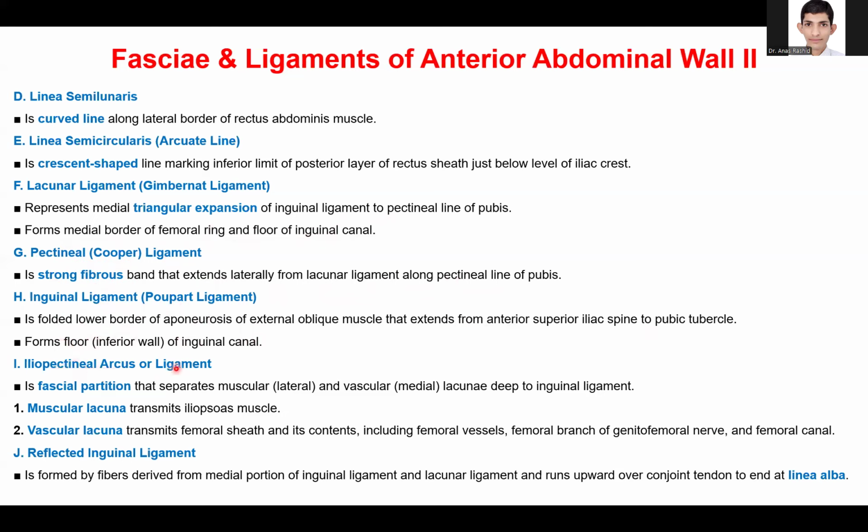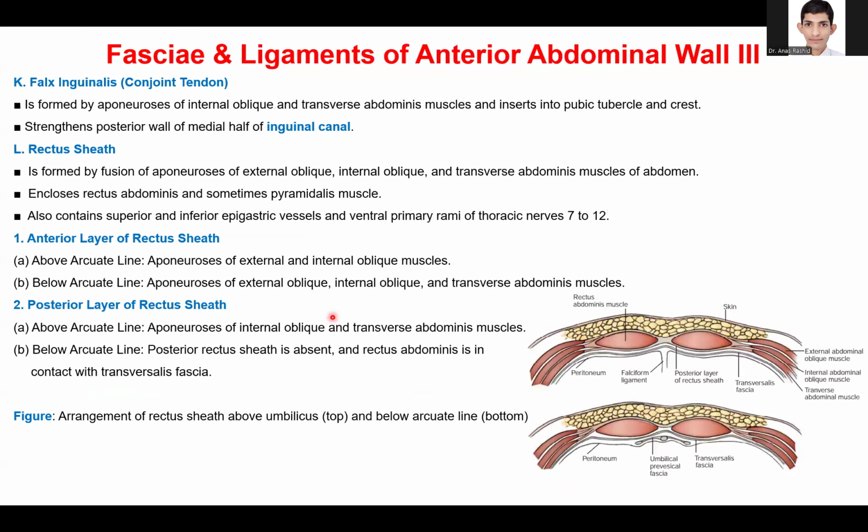Iliopectineal arch or ligament is a fascial partition that separates the muscular lateral and vascular medial lacunae deep to the inguinal ligament. Muscular lacuna transmits the iliopsoas muscles. Vascular lacuna transmits the femoral sheath and its contents, including femoral vessels, the femoral branch of the genitofemoral nerve, and the femoral canal. Reflected inguinal ligament is formed by fibers derived from the medial portion of the inguinal ligament and lacunar ligament and runs upward over the conjoint tendon to end at the linea alba.